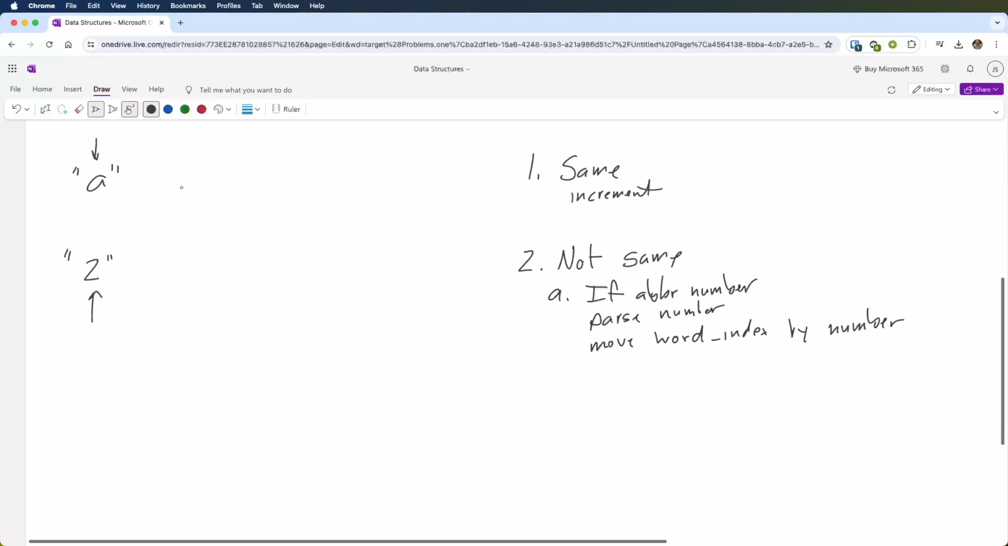So another case we might have is where our abbreviation actually gives us more characters than our word. So if we follow our logic here, we'd hit this not same case, we would abbreviate this number and say, okay, so now what we need to do is we need to say, we want to move this index up by 2. So what we'd say is we go to index 2 here and we increment this.